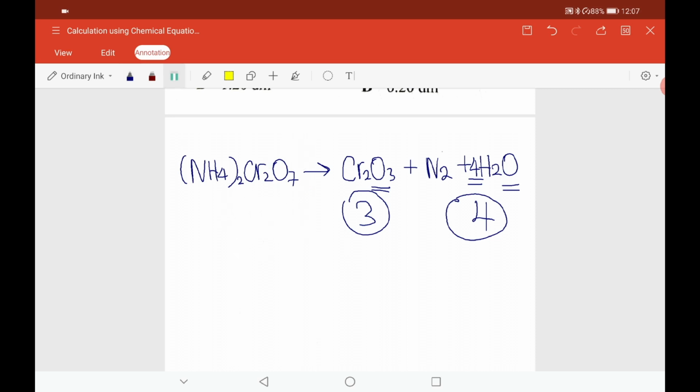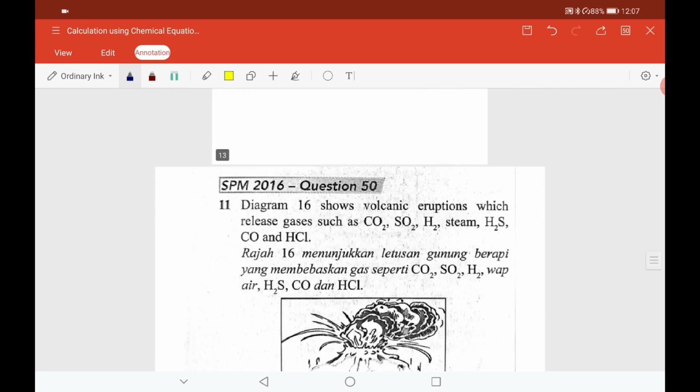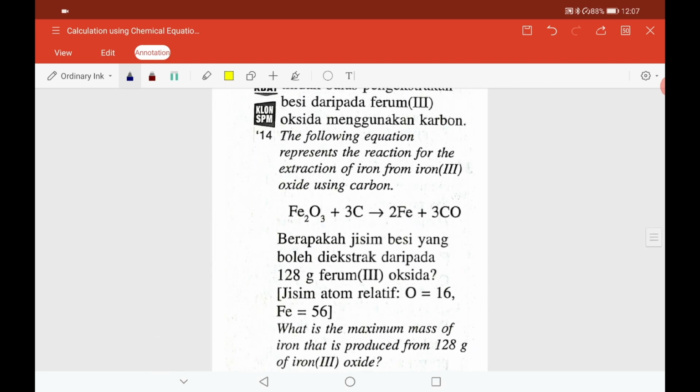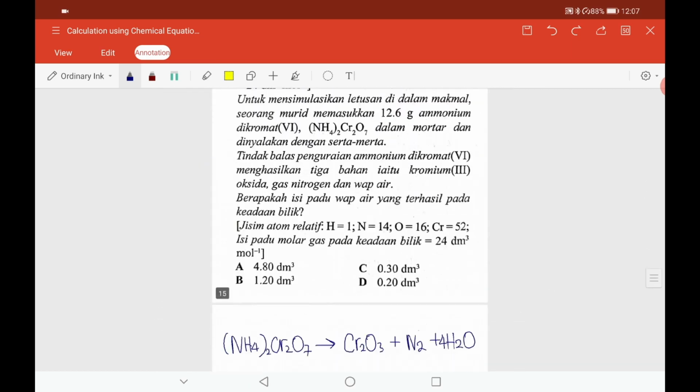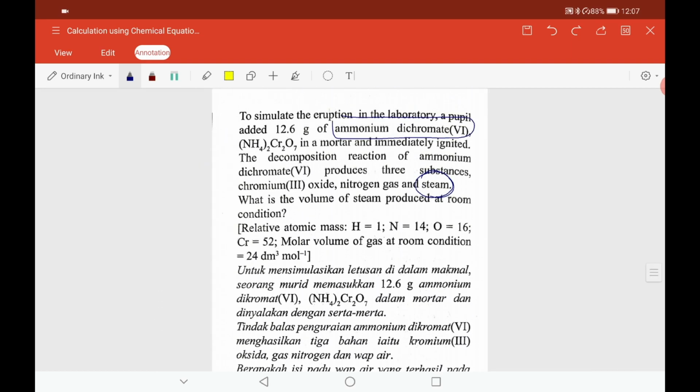Now we already have the balanced equation. You don't expect that every time they will provide you the balanced chemical equation. The worst case, if they don't give us the chemical equation, make sure you know how to write it out yourself. Now you have to identify what you have and what you want.